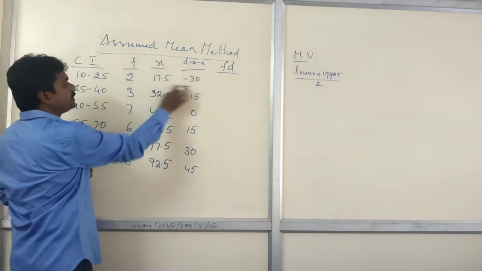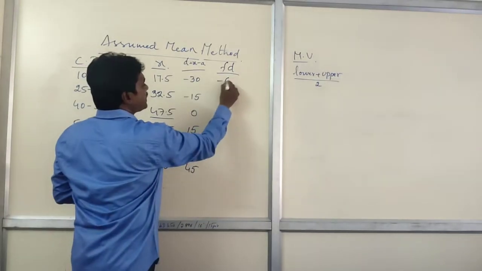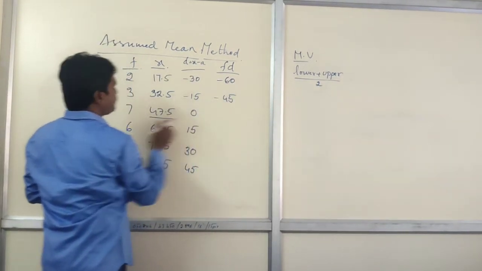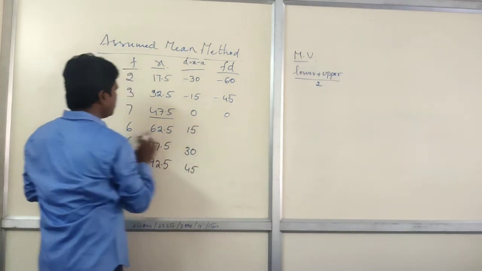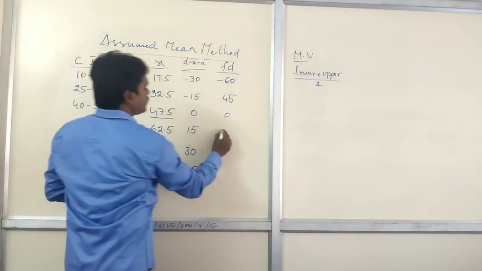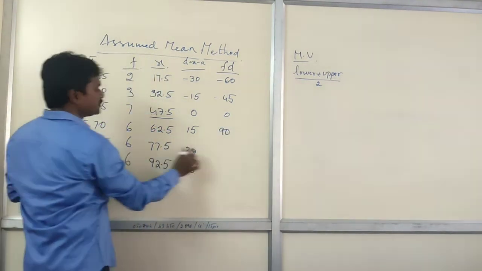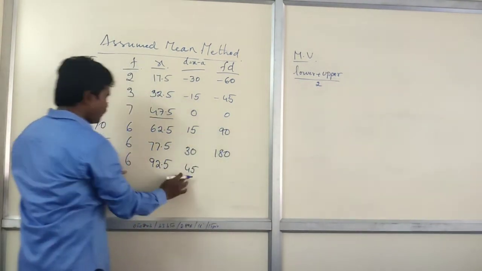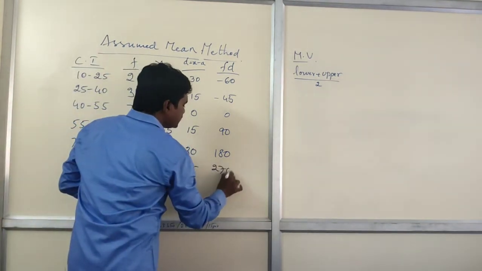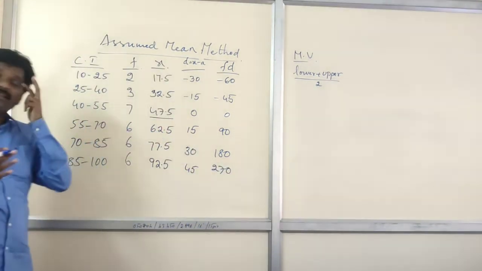Multiply F into D. 2 into minus 30, minus 60. 3 into minus 15, minus 45. 7 into 0, 0. 15 into 6, 90. 6 into 30, 180. 45 into 6, if you observe, 270. This is how you have to calculate.